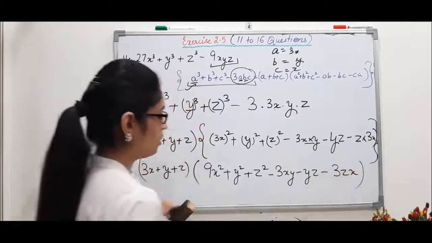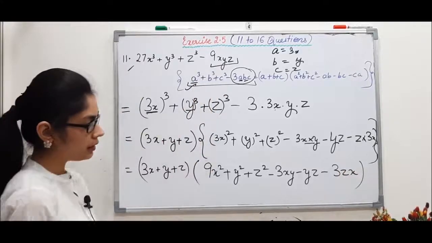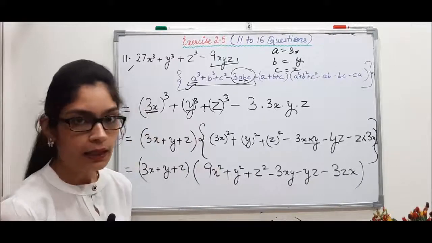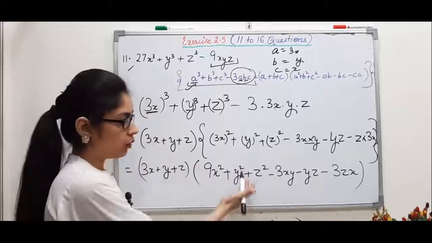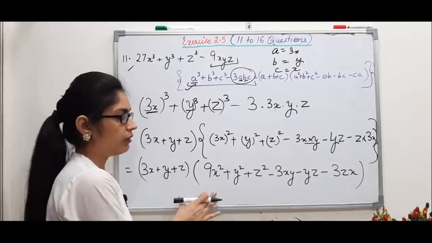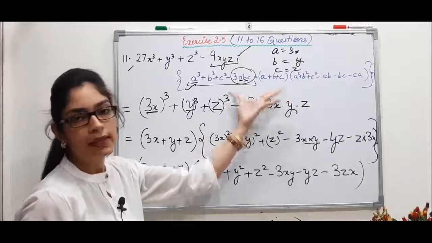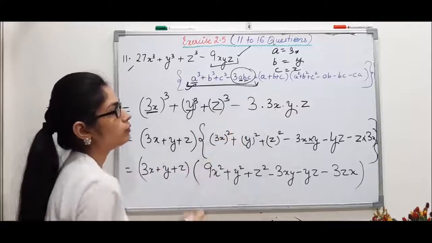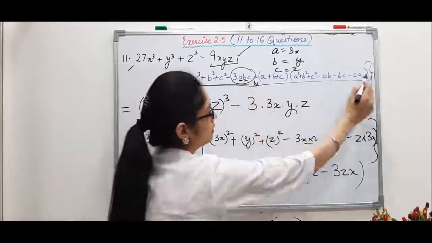So this is the factorization of this, because here you can see all the terms are different, and only like terms can be added or subtracted. Being all different terms, we cannot solve it further. So this is the factorization of this expression. We have made use of this identity. The only thing you have to do is convert it into this form, see the values of a, b and c, then we can substitute them in this expression.